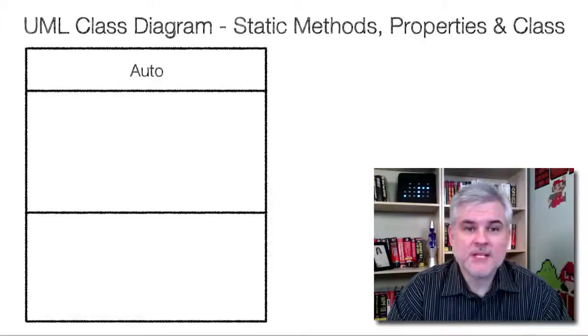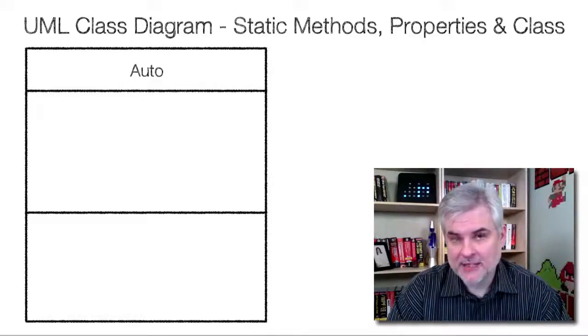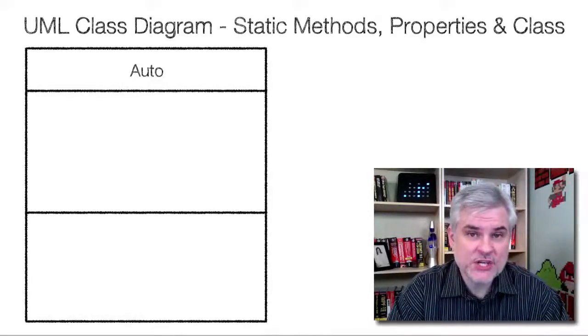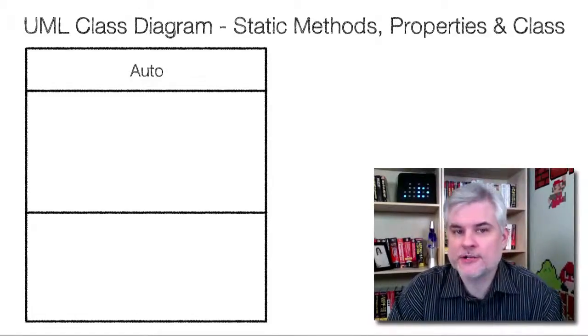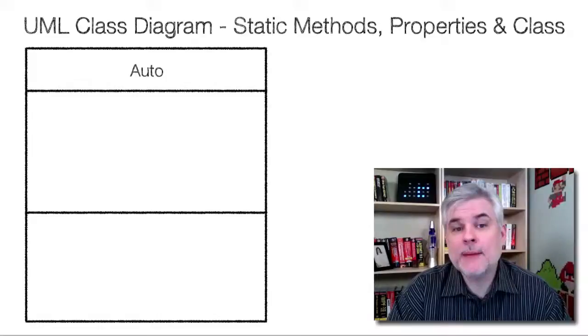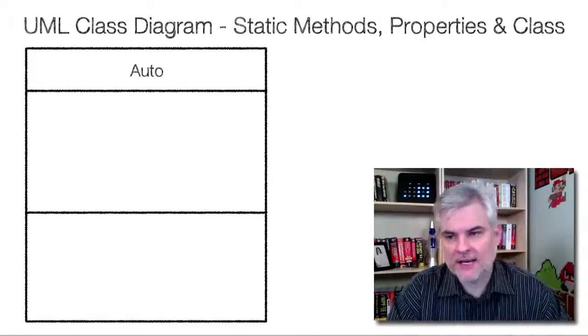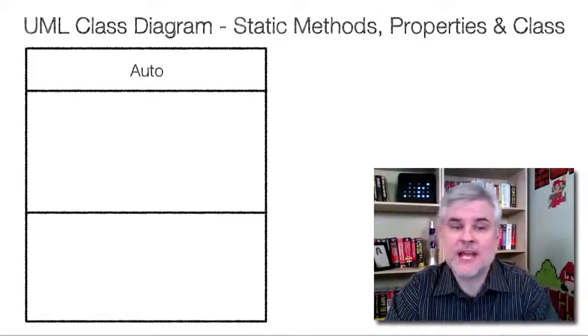In this video, we're going to build on our UML class diagram knowledge, and we're going to add notation for static methods, properties, and classes, just like we learned about earlier today. And we're going to look at describing inheritance within our class diagram. So let's start off with the easy one, static methods.